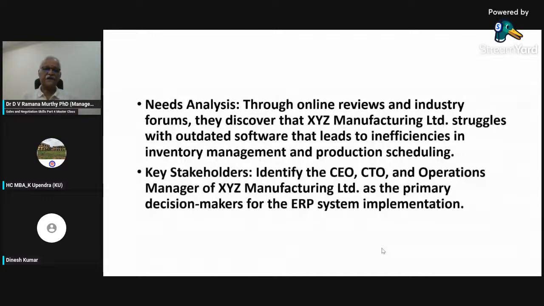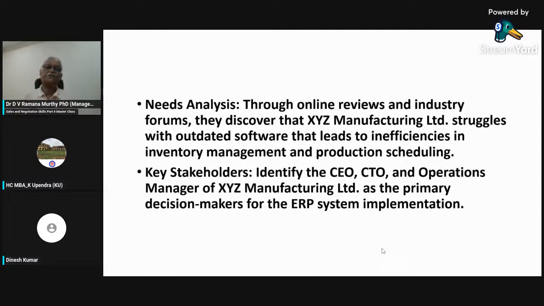You identify that they are having outdated software that leads to inefficiencies in inventory management. There are two problems. They fail in production scheduling adequately, and also they are not good enough in inventory management. So you're sure about what to do, what not to do here. Because need analysis is one thing you could identify. Market research, client research.